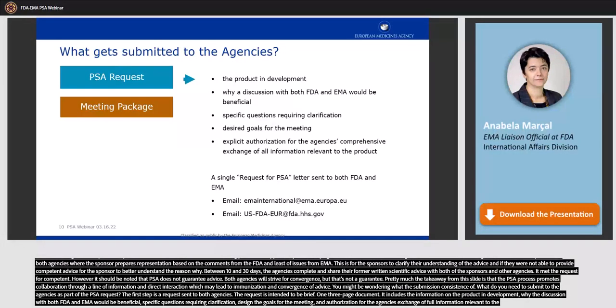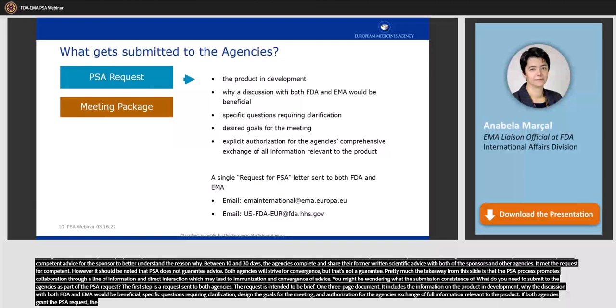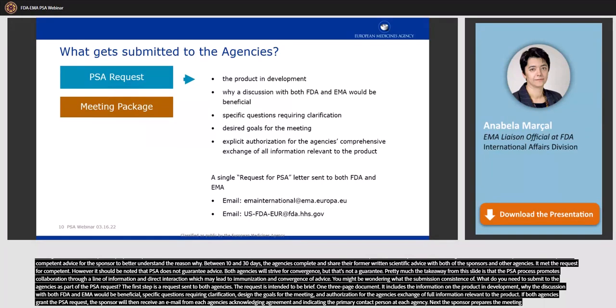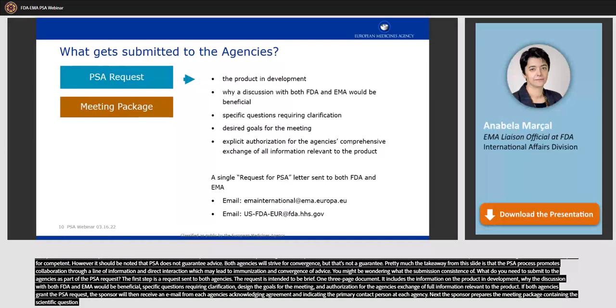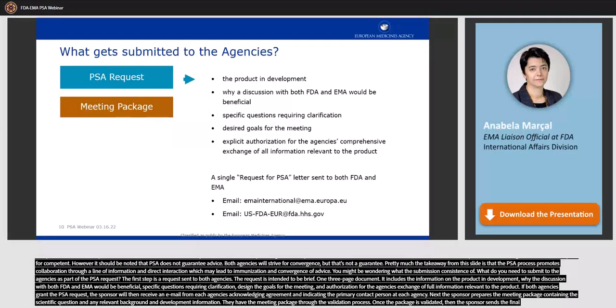If both agencies grant a PSA request, the sponsor will then receive an email from each agency acknowledging agreement and indicating the primary contact person at each agency. Next, the sponsor prepares a meeting package containing scientific questions and any relevant background and development information. EMA takes the meeting package through its validation process, and once the package is validated, then the sponsor sends the final meeting package to both FDA and EMA.